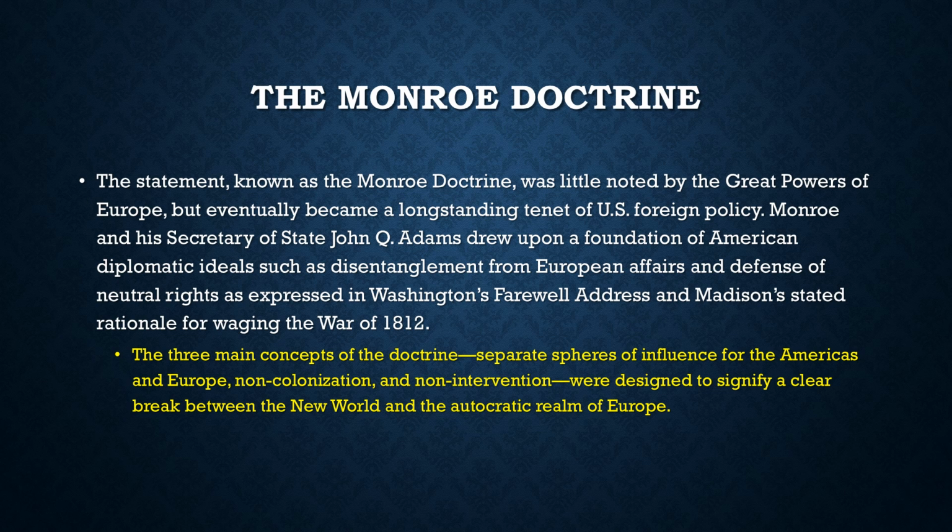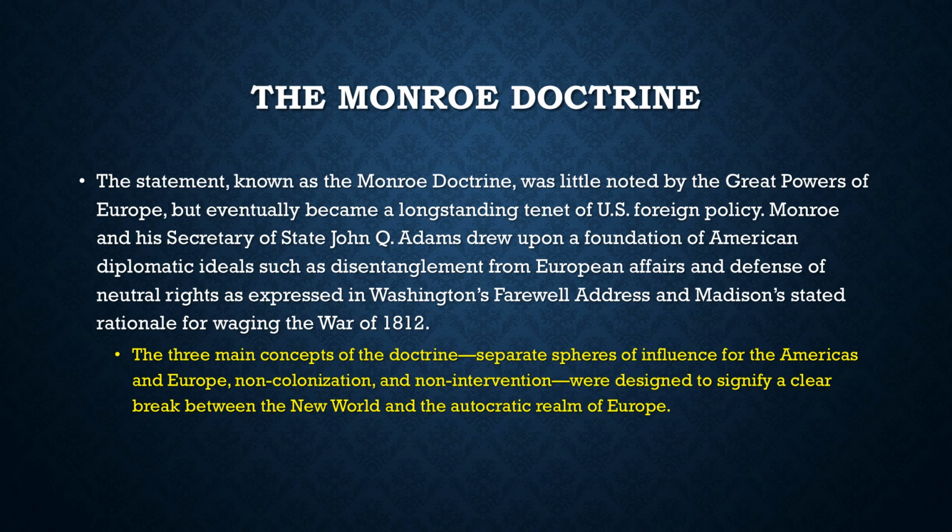Now, what did the document suggest? What did it forward? It says the three main concepts of the doctrine were this: separate spheres of influence for the Americas and Europe. In other words, America will be for Americans and their influence, and Europe will be for Europeans and their influence. Americans will stay on this side of the Atlantic. Europeans, you stay on that side of the Atlantic. Okay.